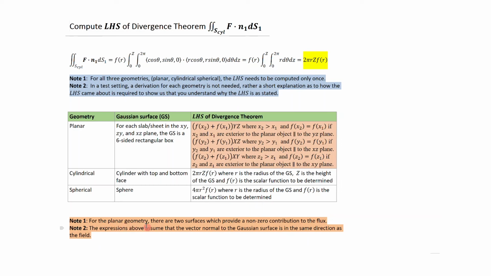For the planar geometry, there are two surfaces which provide a non-zero contribution to the flux, which is what we just mentioned. And secondly, the expression above assumes that the vector normal to the Gaussian surface is in the same direction as the field. All right, so we do this to make these things consistent with each other.